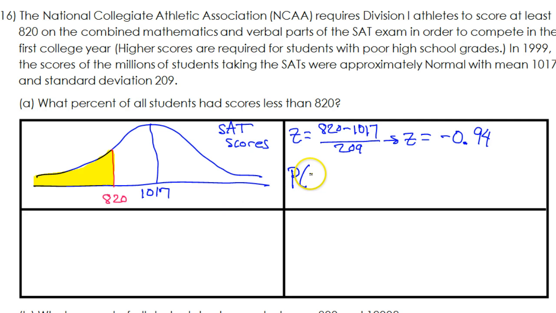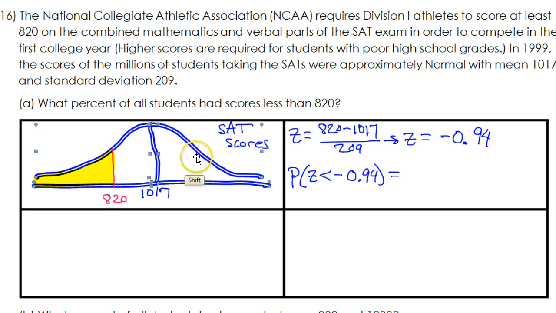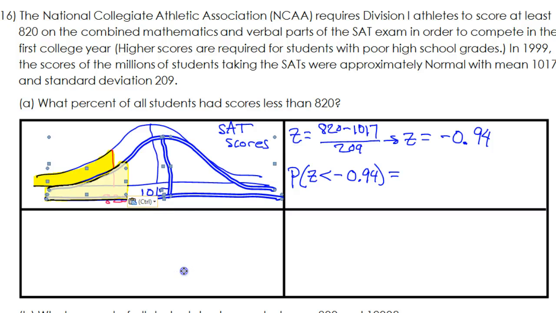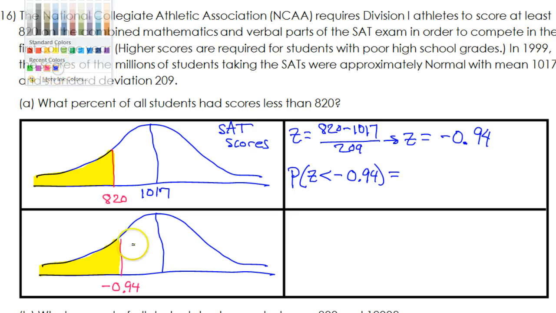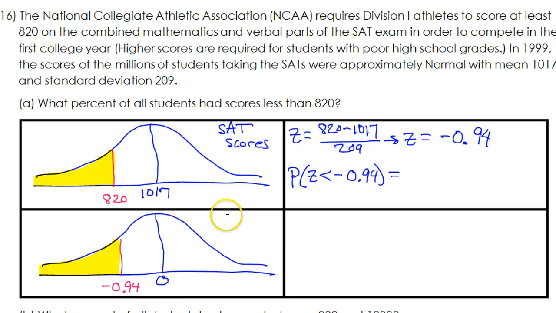We're looking for the percentage of z-scores that are less than negative 0.94. Okay, let's go ahead and do our z-score graph. Maybe I'll cheat and cut and paste a little bit. Maybe I'll just cut and paste all of it. Okay, so this is a z-score of negative 0.94. On a z-score graph, the mean is always 0. And we will label this as z-scores.